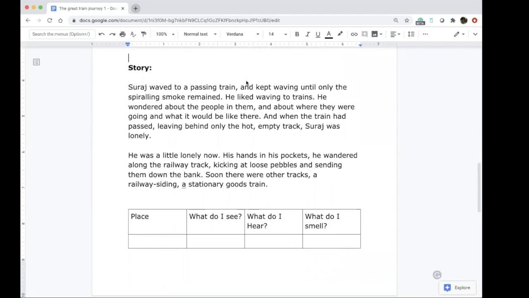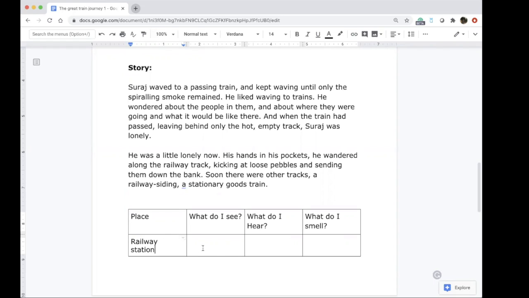Okay. So now you know this part of the story. Can anyone tell me a setting in the story that we read so far? Train. Railway station. Yes, very good. We can take that as a setting.